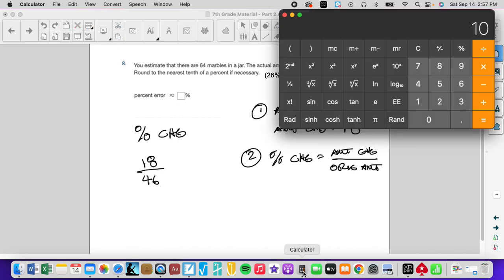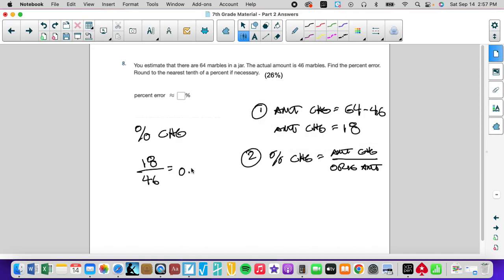And if we turn that into a decimal, 18 divided by 46 gives me 0.3913. We're going to change that to a percent by moving the decimal 2 places, and that gives me 39.13% error. And it says round to the nearest tenth, so I will say 39.1% error. Cool? Yeah. So very similar to amount of change. It just wants to know how much it is changing from the error to the true.